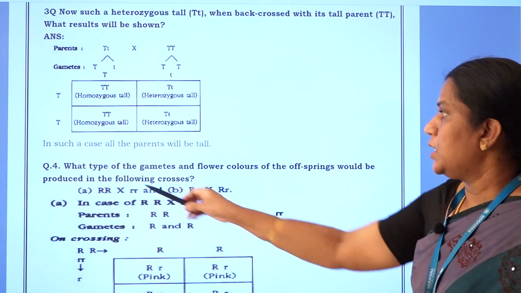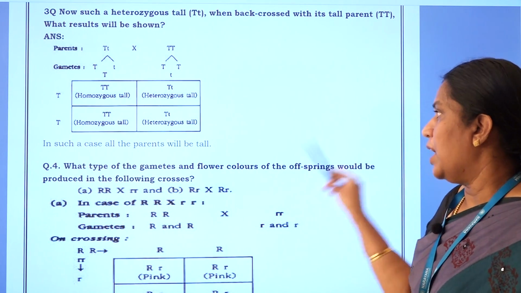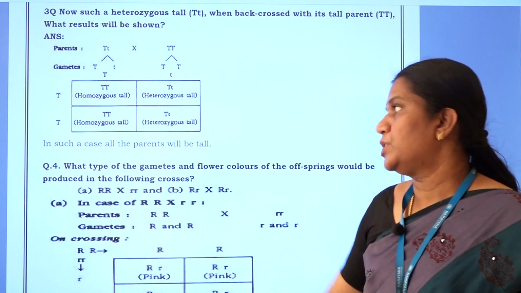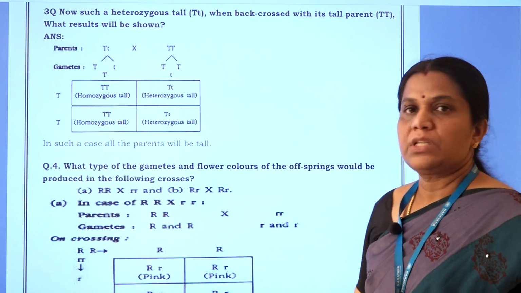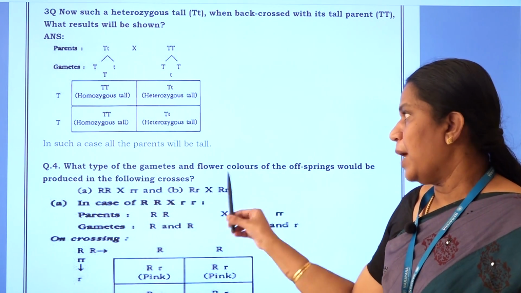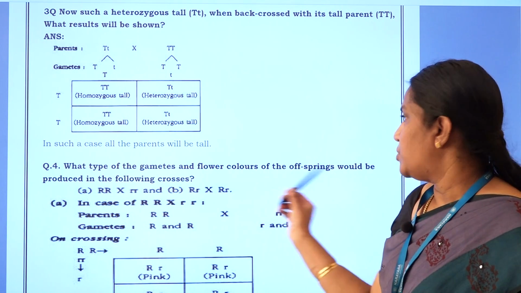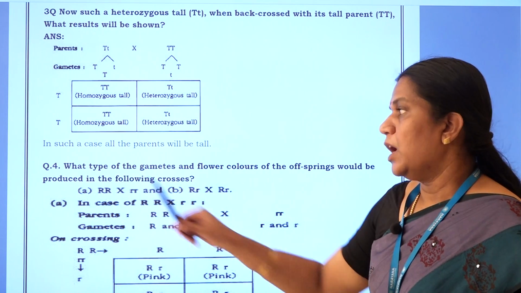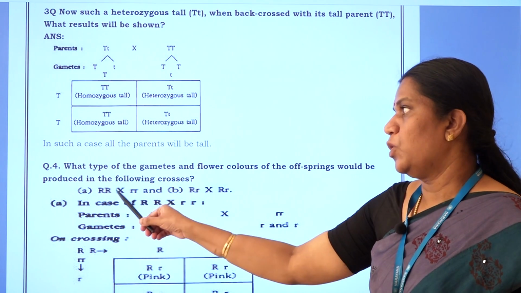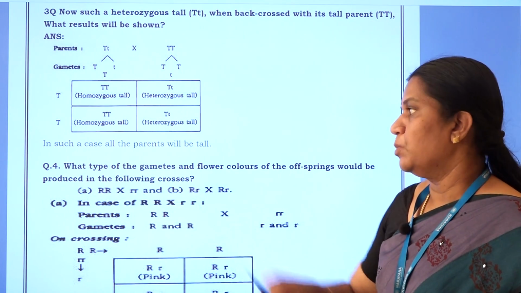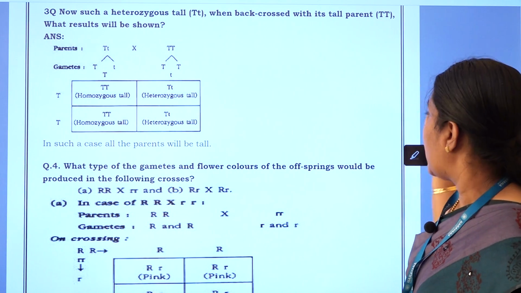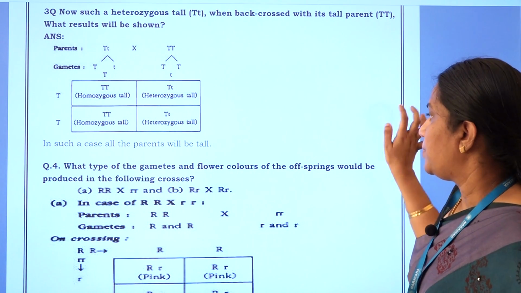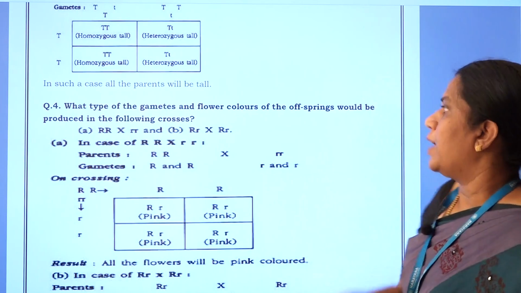Then the fourth question: what type of gametes and flower colors of the offspring would be produced in the following crosses? So they have given two crosses. The first cross is capital R crossed with small r. So both parents are homozygous.